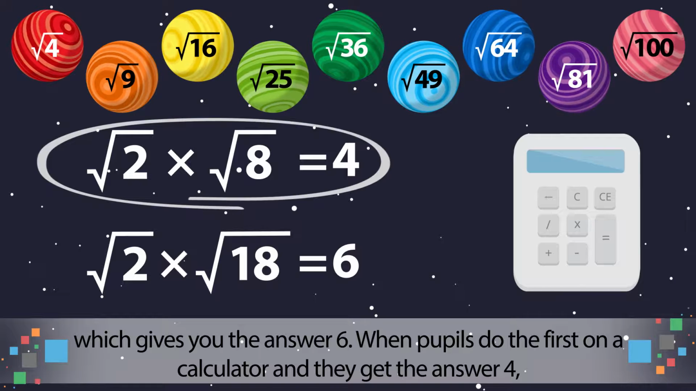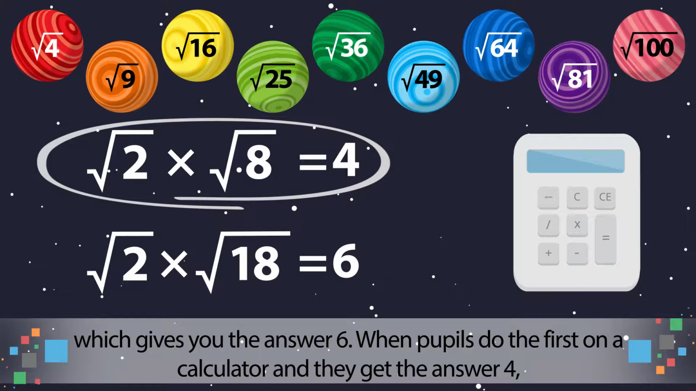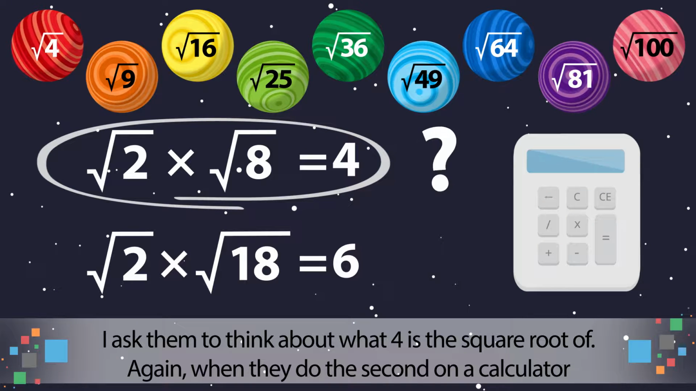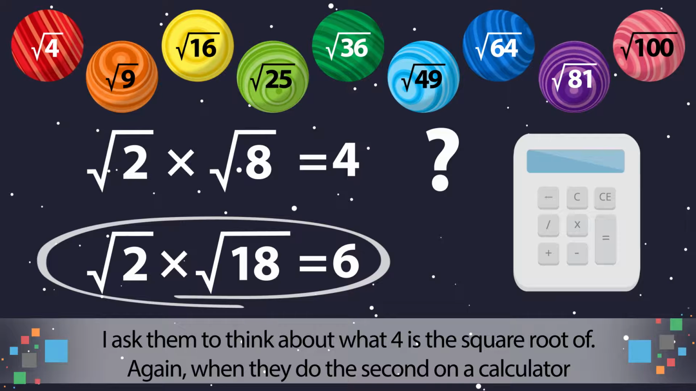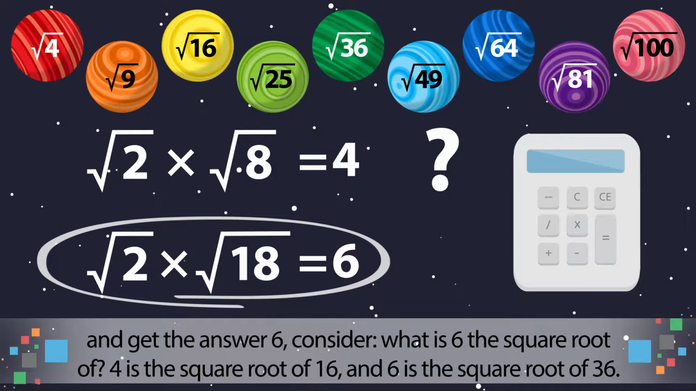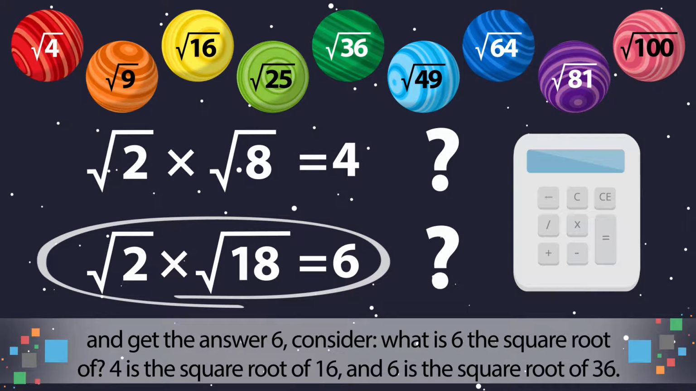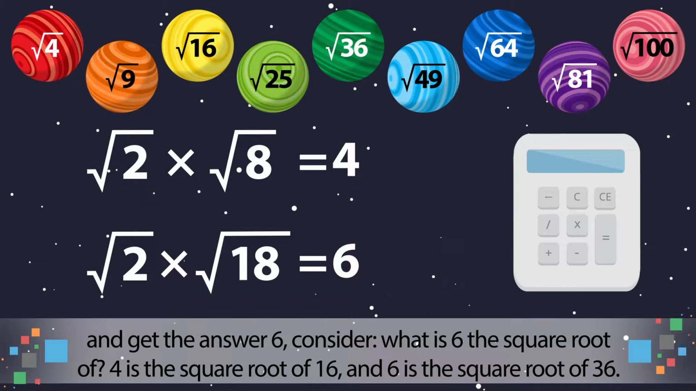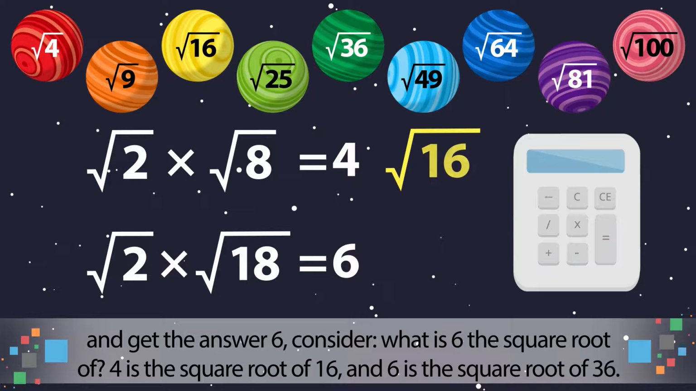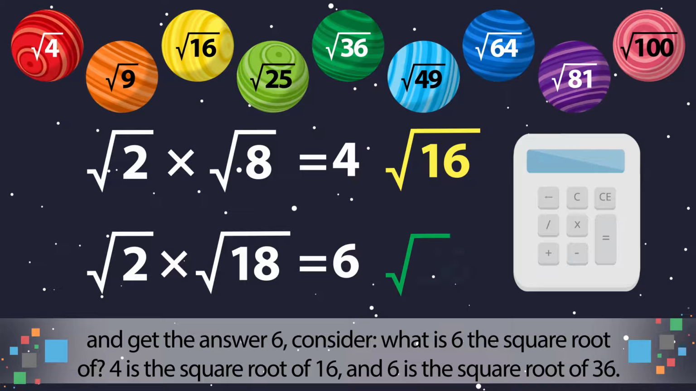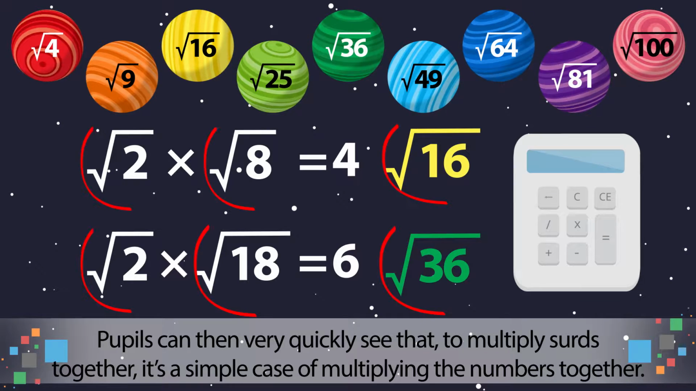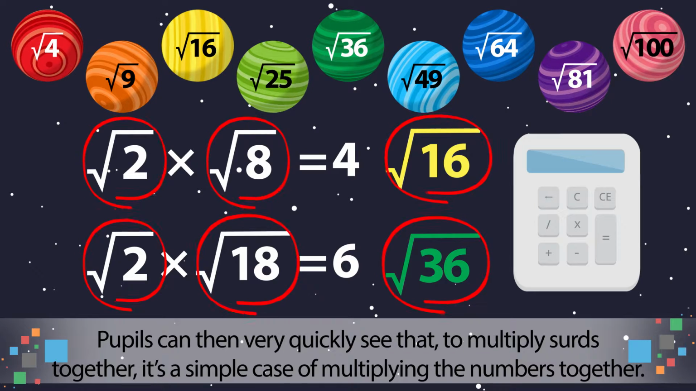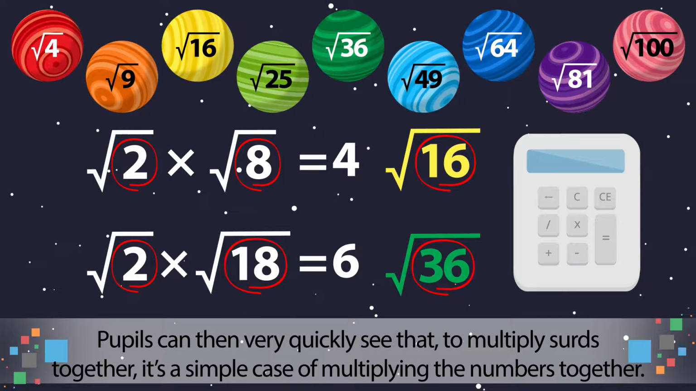When pupils do the first on a calculator and they get the answer 4, I ask them to think about what 4 is the square root of. Again, when they do the second on a calculator and get the answer 6, consider what 6 is the square root of. 4 is the square root of 16, and 6 is the square root of 36. Pupils can then very quickly see that to multiply surds together, it's a simple case of multiplying the numbers together.